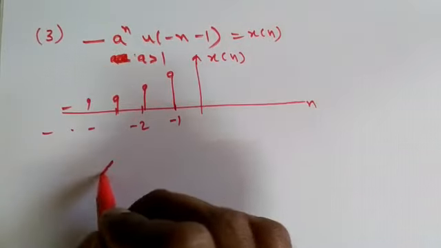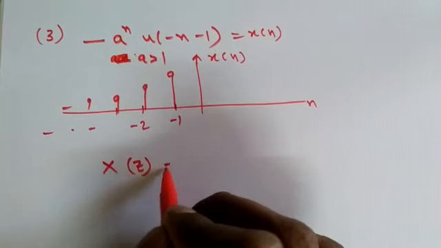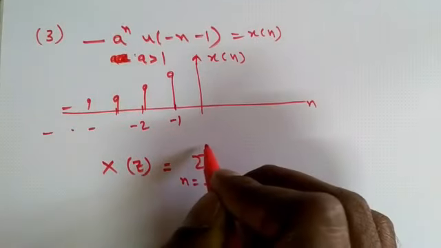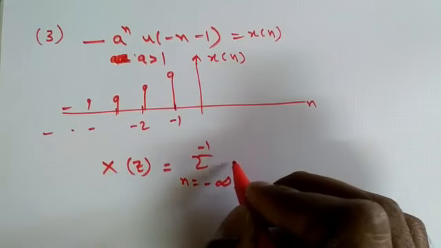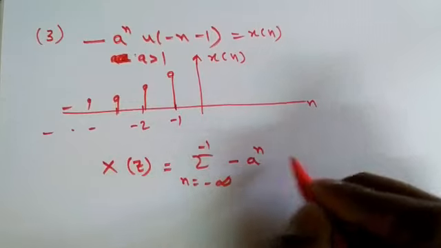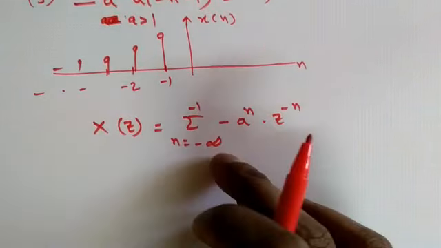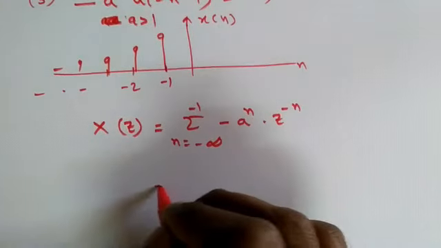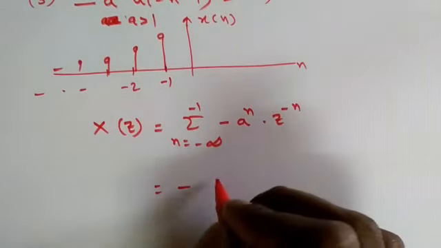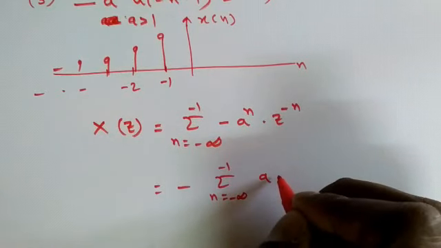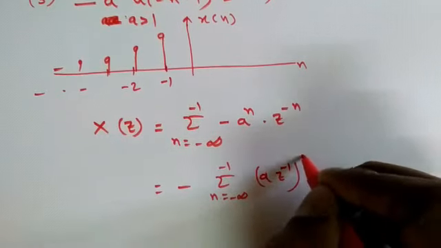Now how to find X of z? X of z is equal to, with limits n equal to minus infinity to minus 1, minus a power n into z power minus n. This is the formula, and the limits are minus infinity to minus 1. If I take the minus outside, this becomes sigma n equal to minus infinity to minus 1 of a into z inverse power n.